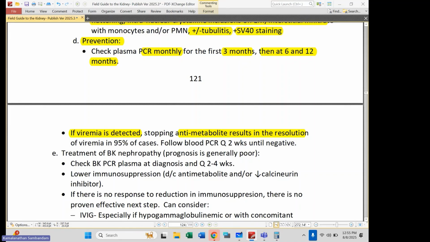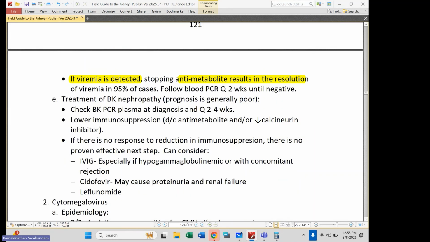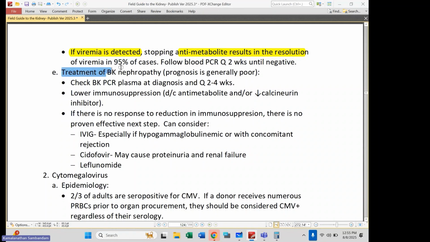That could be considered. You're just trying to reduce the sum total of their immunosuppression. Okay, treatment of BK. If you develop BK, it's not great. We don't have a lot of great options. In general, it's just lower immunosuppression in a bigger way. And then we're checking BK PCRs. We're looking for reduced viral replication, as well as that drop in serum creatinine.